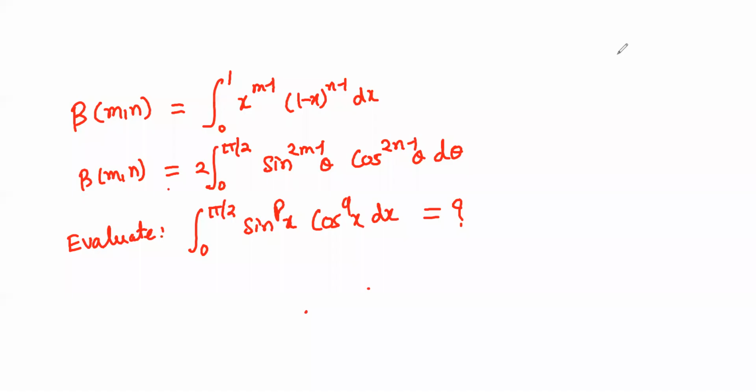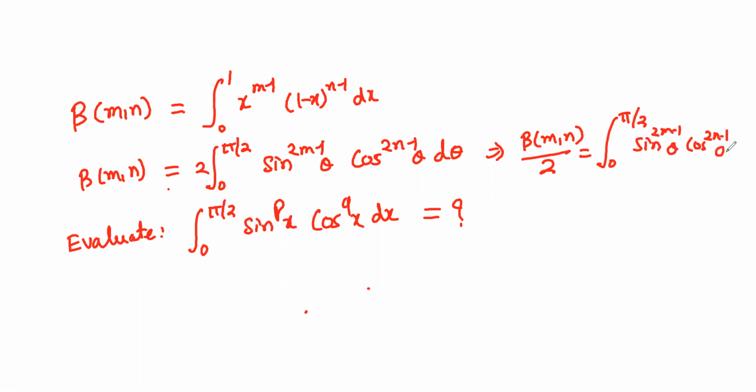Okay, now can you compare? First you can write beta(m, n)/2 is equal to the integral from 0 to pi by 2 of sine^(2m-1) theta cos^(2n-1) theta d theta. Now you can compare these two. This is beta mn, and this one, you can compare.